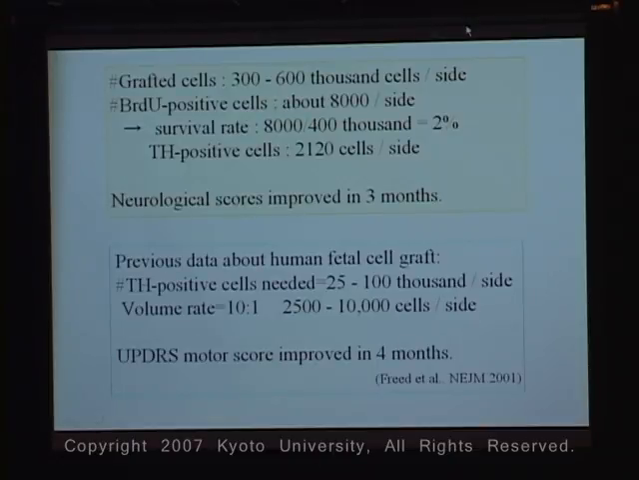The proposed number of Th positive cells needed for clinical neurological improvement was 25 to 100,000 cells per site. As the volume ratio between human and monkey is 10 to 1, as a simple analogy, the Th positive cells needed for monkeys is about 2,500 to 10,000 cells per site. So our results are a little bit smaller than this.